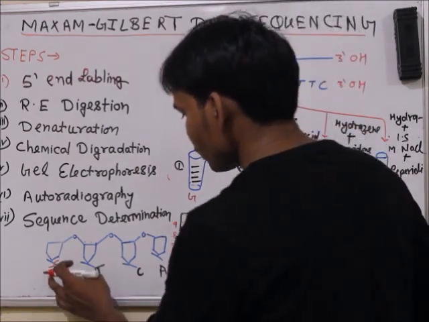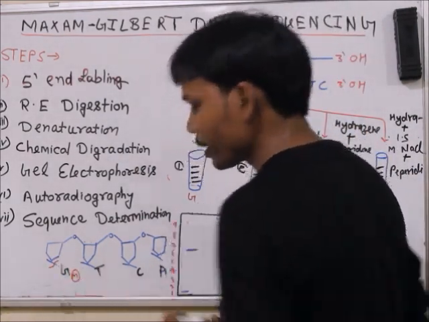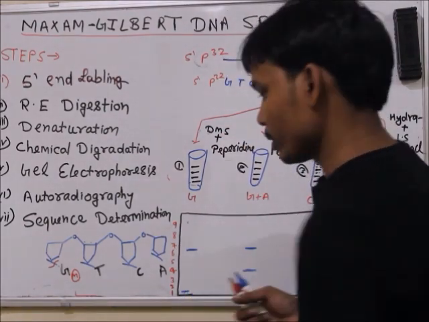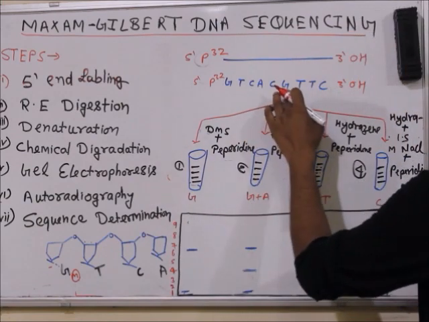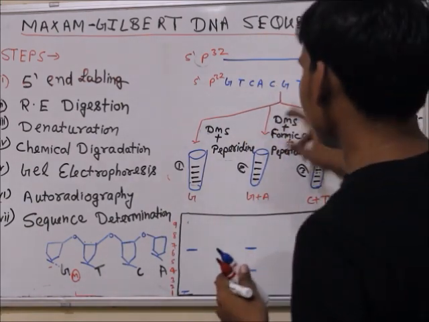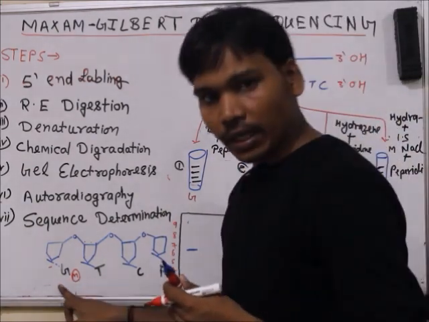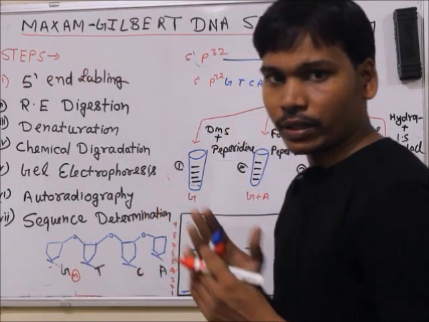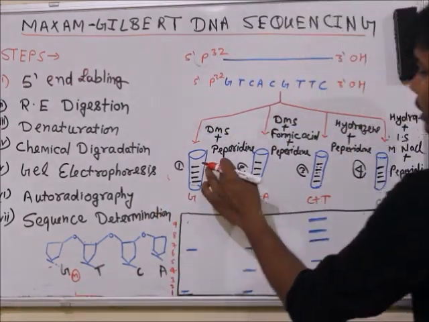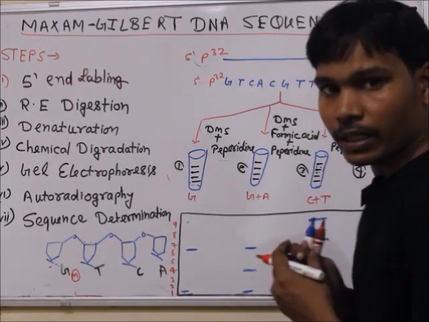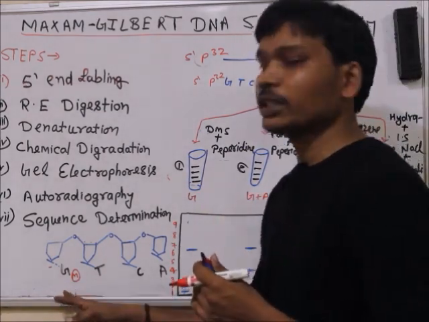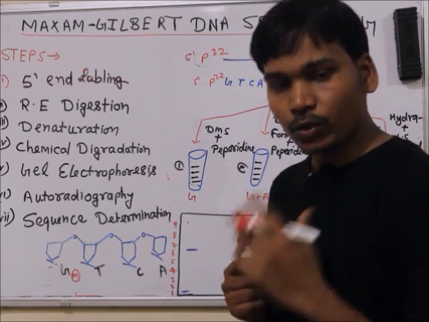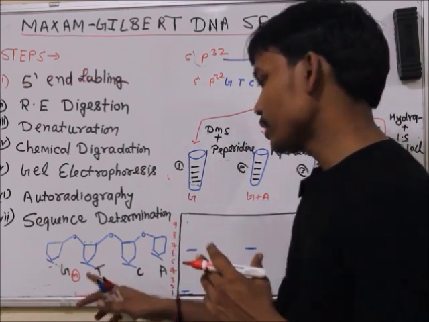Then this will be removed. And again, there is also a G. This will be methylated and the glycosidic bond will be removed. Then what happens? Piperidine is the chemical that recognizes modified bases, those bases where the glycosidic bond has been broken, and releases the nucleotides.